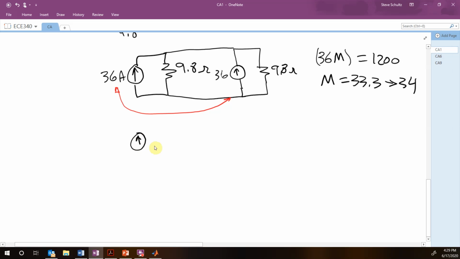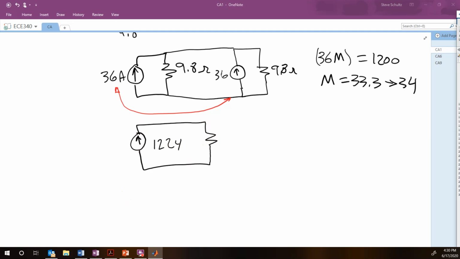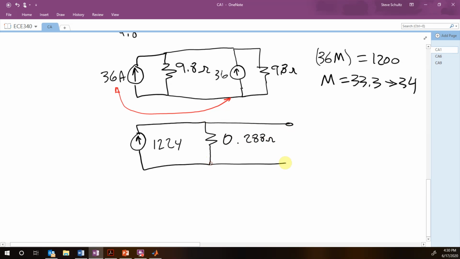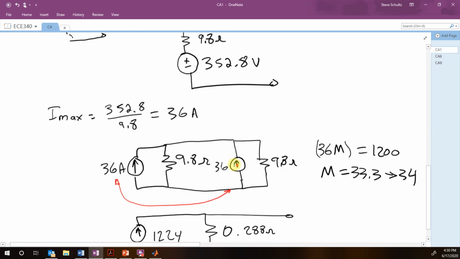So this is 1,224. And then I am going to have 9.8 in parallel with 9.8. I'm going to have 34 of those in parallel. So I have 9.8 divided by the 34. So this has a resistance of 0.288 ohms. And that is my combined parallel one.